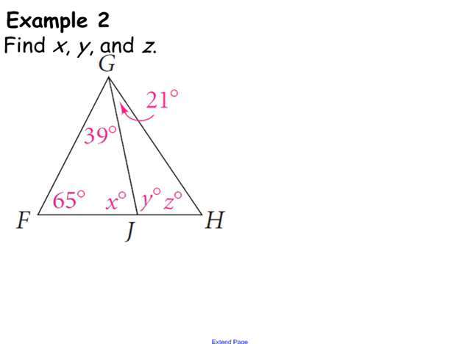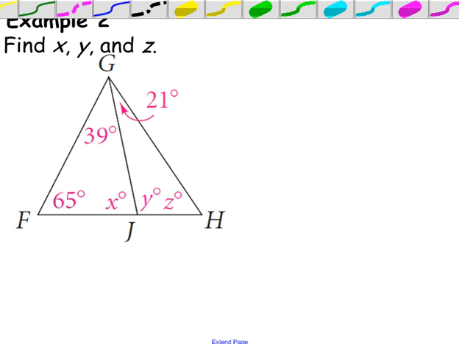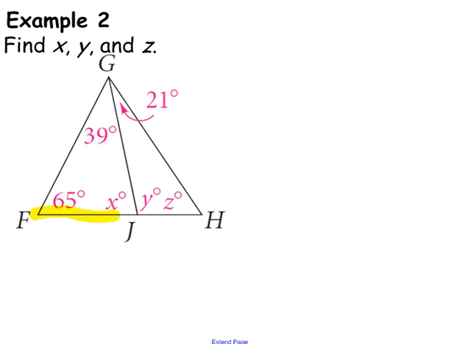So it says here, find x, y, and z. Now it's important to note that you actually have three triangles here. You have triangle FGJ, you have triangle GJH, and then you have triangle FGH, which is the whole thing. So we are being asked to find x, y, and z. Let's begin with x. To begin, I want us to just focus on triangle FJG.